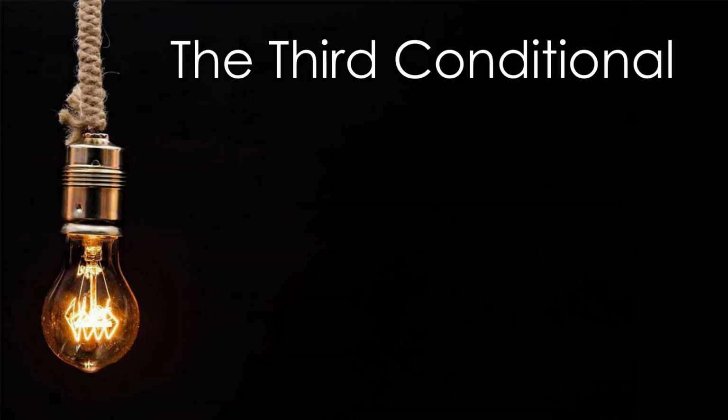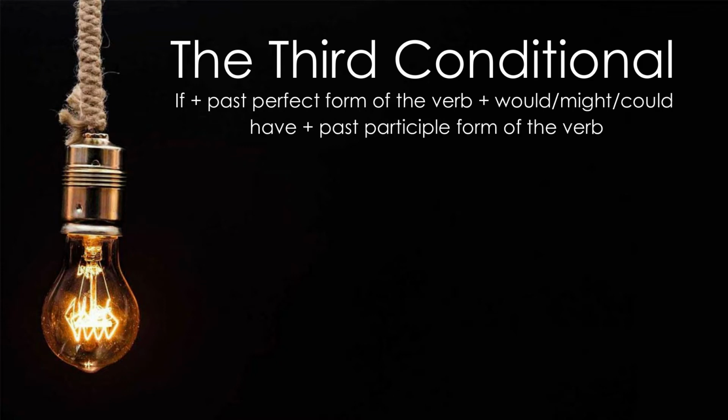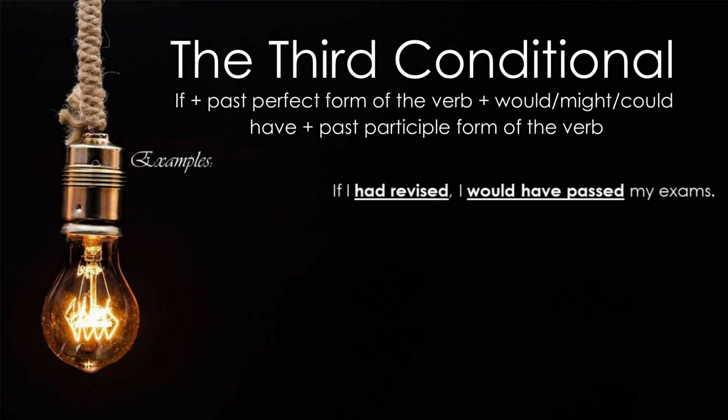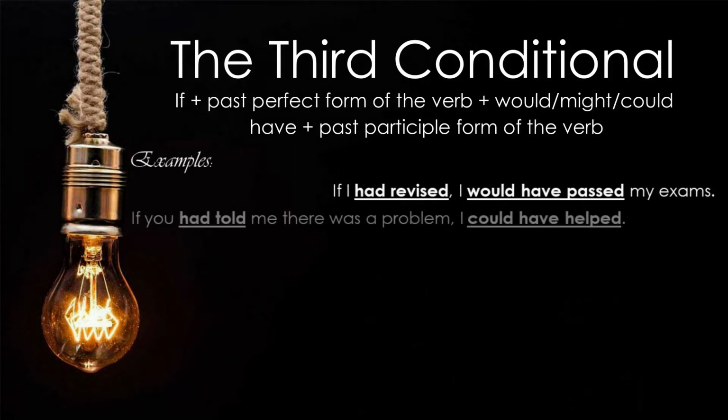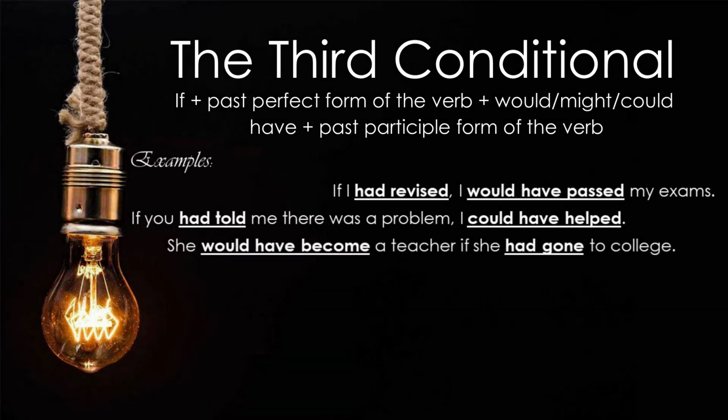The third conditional. It follows the format if plus past perfect form of the verb plus would or might or could have plus past participle form of the verb. Examples: If I had revised, I would have passed my exams. If you had told me there was a problem, I could have helped. She would have become a teacher if she had gone to college.